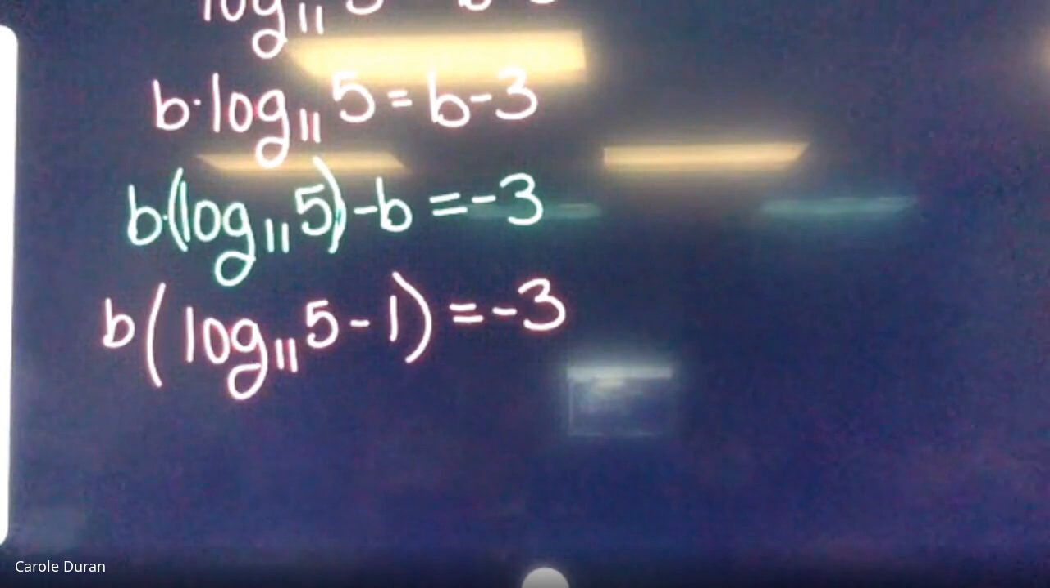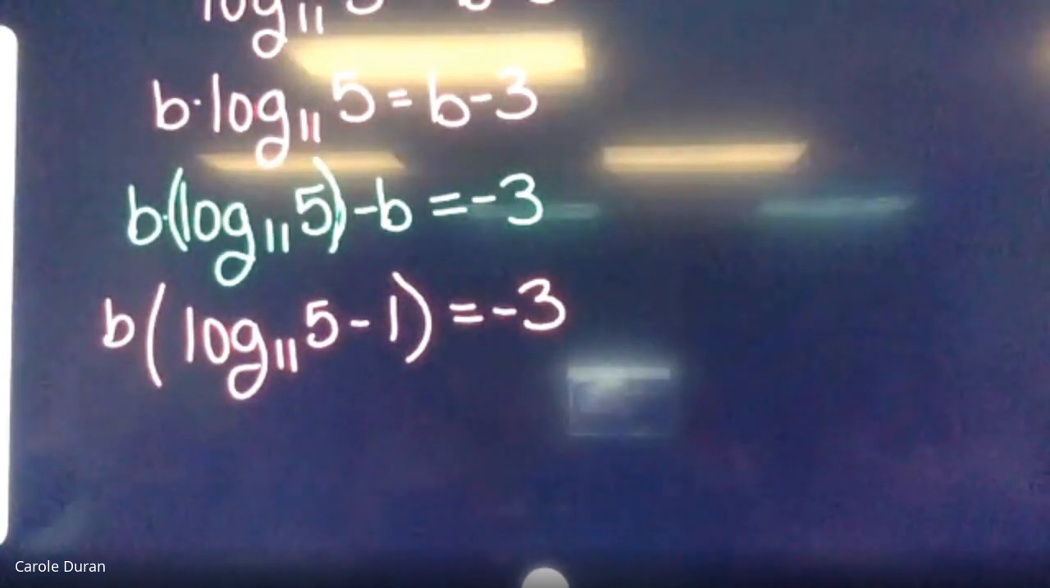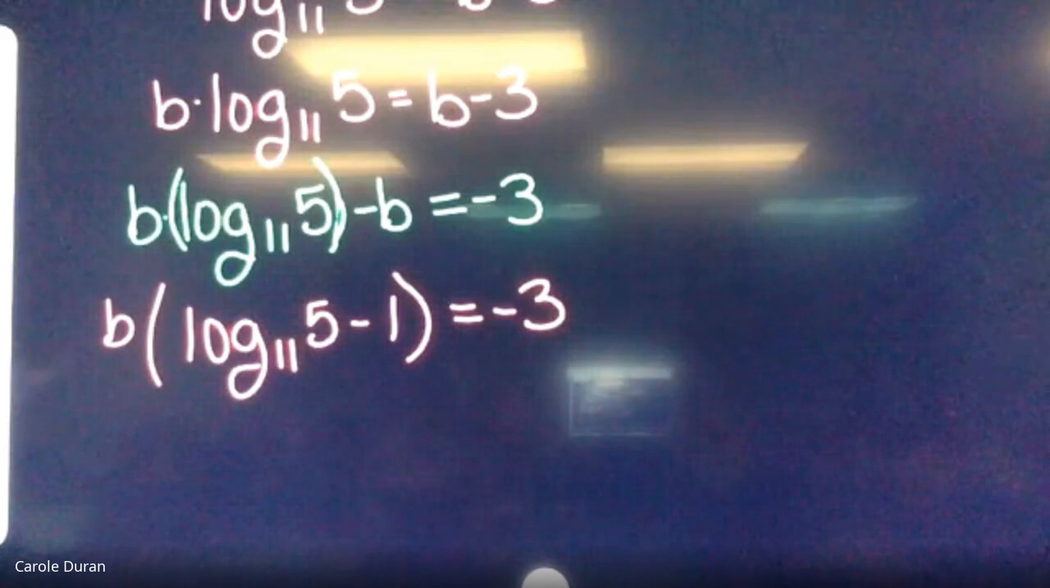Everyone kind of okay with that? So that's how we take more than one variable that's identical and turn it into 1, because that's the only way that I can isolate it and solve for it. So now it's going to be really easy to get b by itself, isn't it?